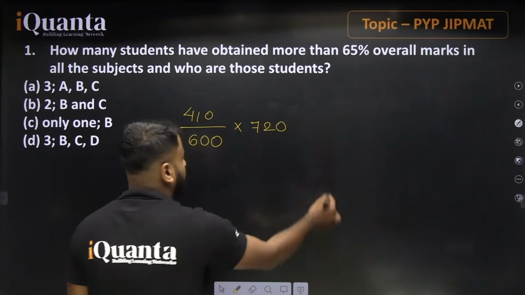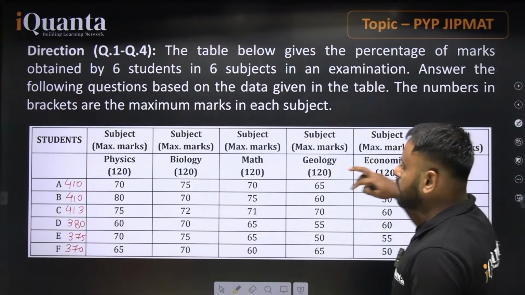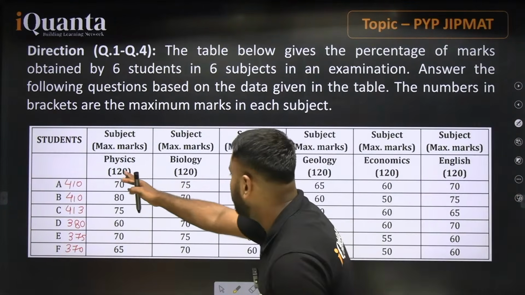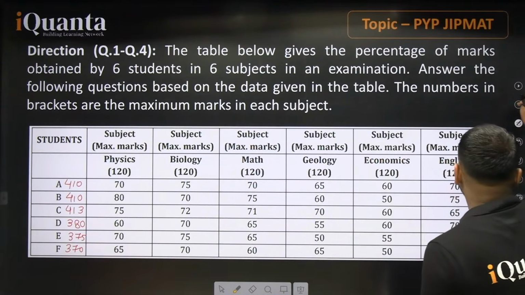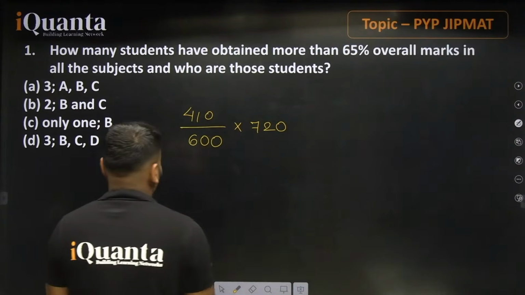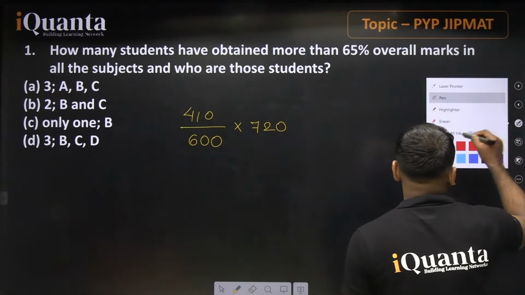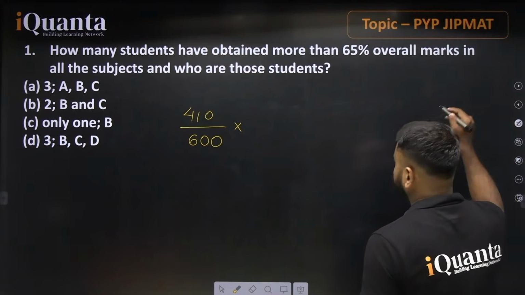Why are we writing 720? Because we know that for the entire set of subjects, 120, 120, 120, all these values, the total will be equal to 720. So if we talk about the portion, the value will be equal to what? 600. Out of 600 here we have. So we can also say that if we go for percent now, we can multiply this by 100. By doing so, see what's going to happen.